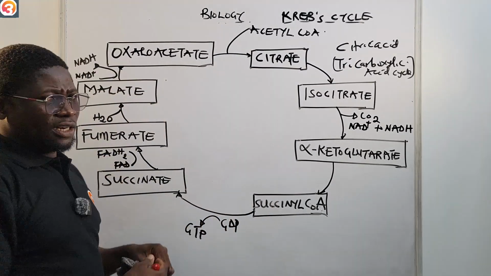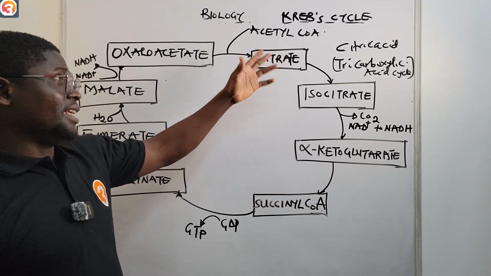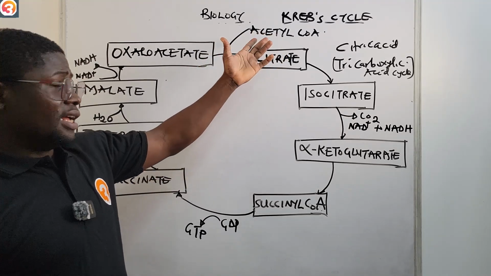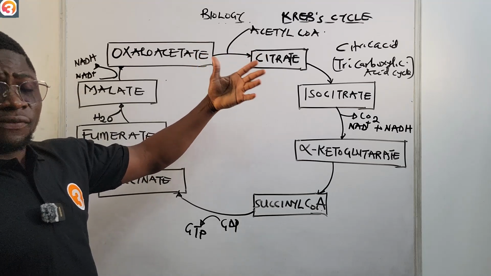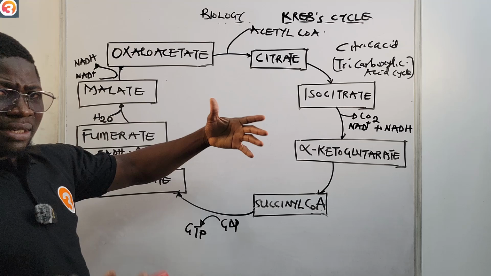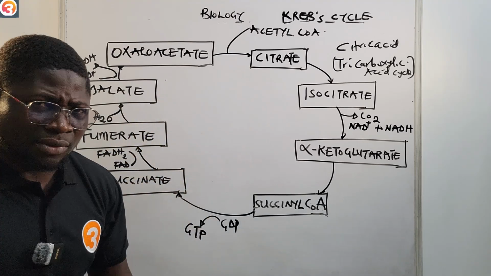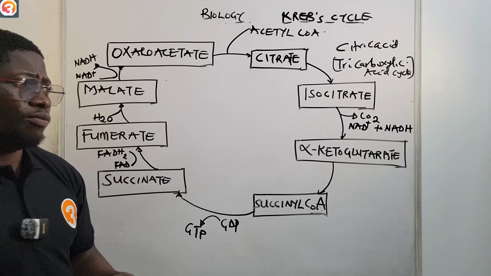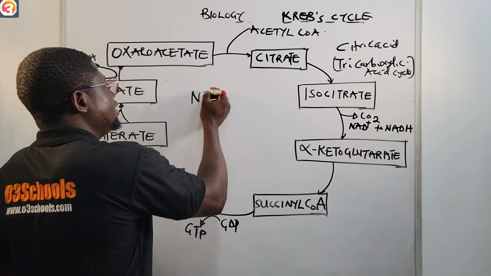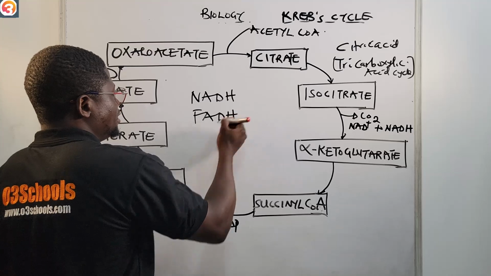So we'll say that it takes in energy, it takes in fuel from the food that we take in, in the form of acetyl coenzyme A. It breaks it down, then releases energy, and then this energy is stored in the form of molecules called NADH, and it's also stored in the form of FADH.